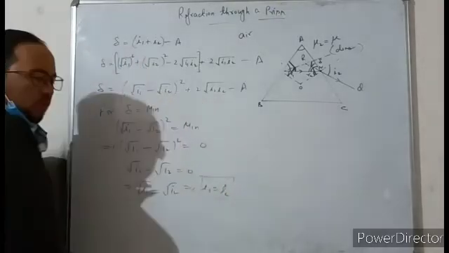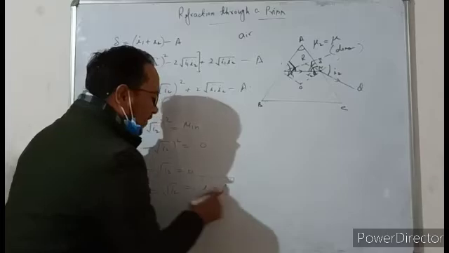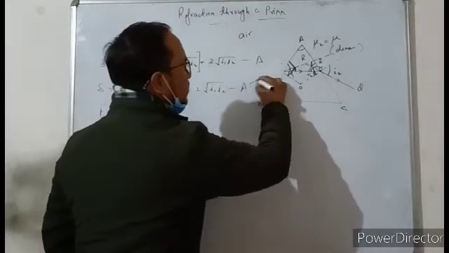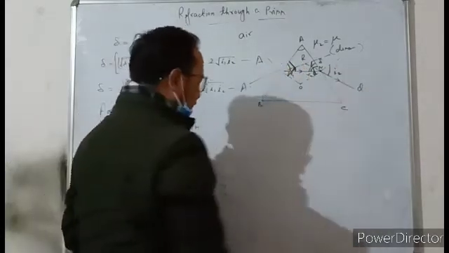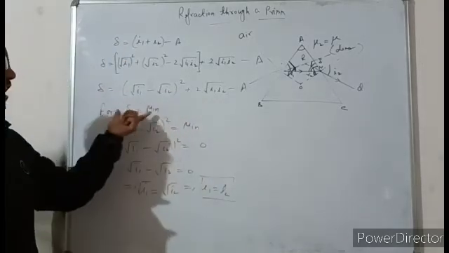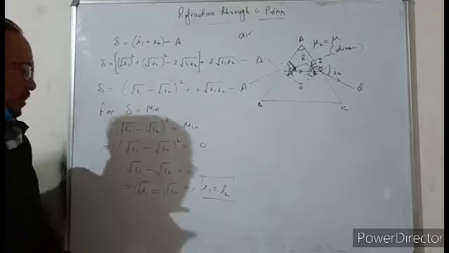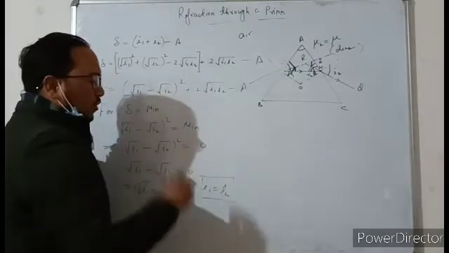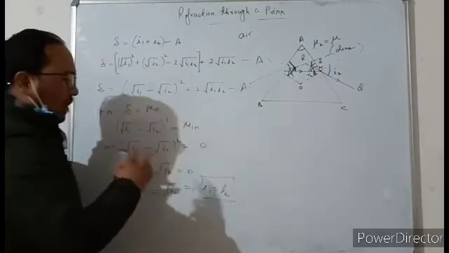So this is the condition for minimum deviation. If the angle of incidence, which is I1 here, and this is angle I2, if these angles become equal, then we can say that in this case the angle of deviation becomes minimum. Now I1 is equal to I2. Now we have to find R1 and R2.